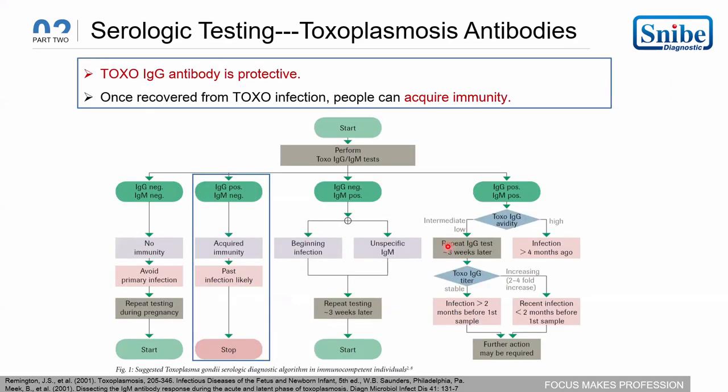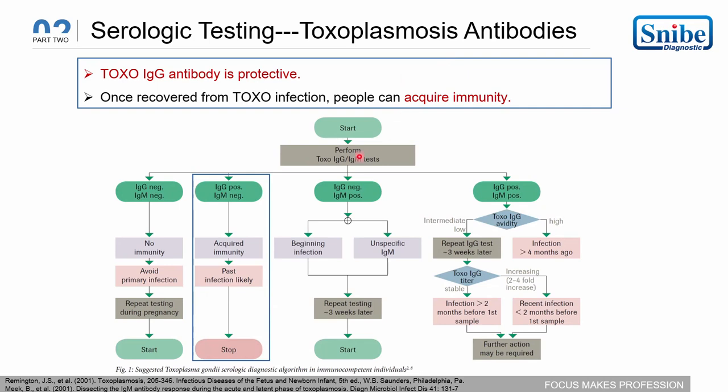So if we talk about toxo IgG antibodies, they are protective. Once recovered from the toxo infection, people can acquire immunity. If you start to perform the toxo IgM and IgG test, then there are four possibilities. Maybe IgG negative and IgM negative. It means there is no immunity in that patient, or they avoided primary infection, so repeat testing during pregnancy.